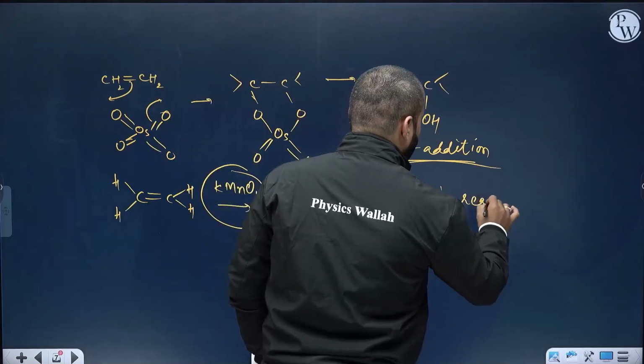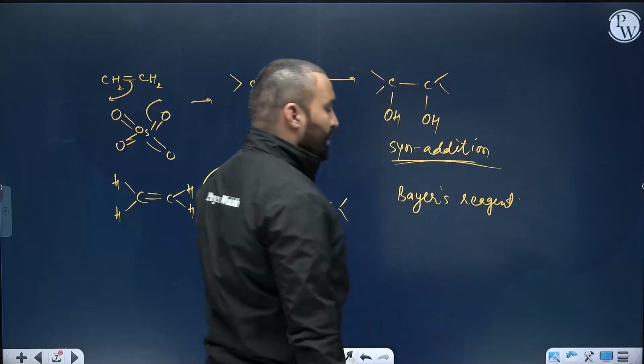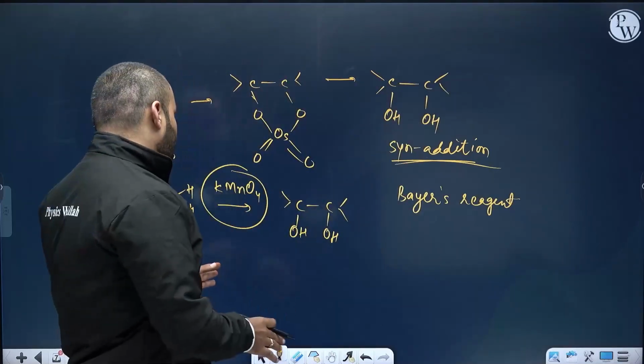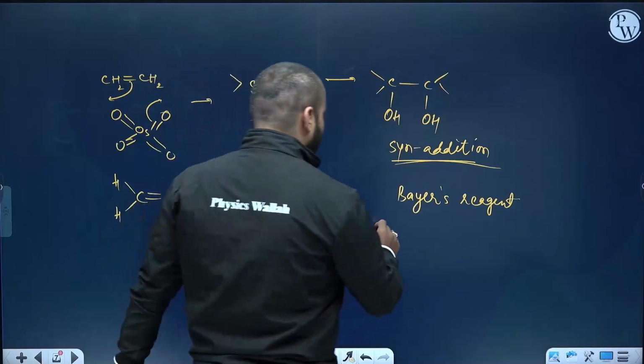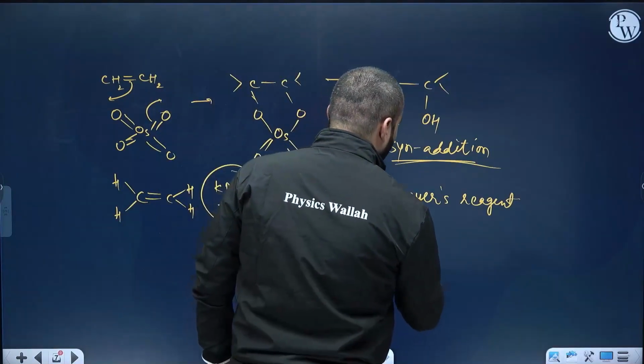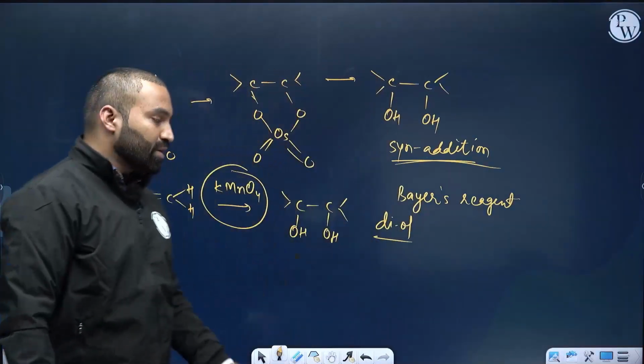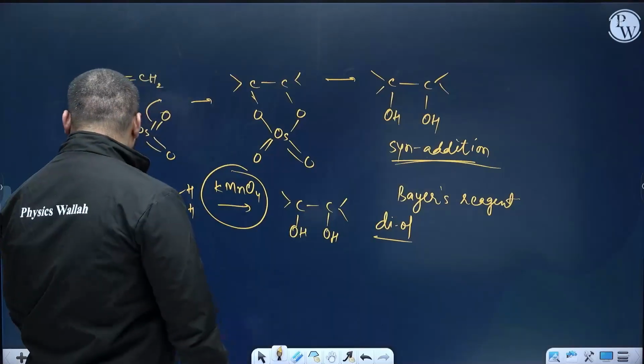Very important. Sometimes you will not see it written as KMnO4. Rather, they say that the carbon-carbon double bond was treated with Baeyer's reagent. What will be the product? The product obtained is a diol. What kind of diol, guys? Vicinal diol. All right. Okay.